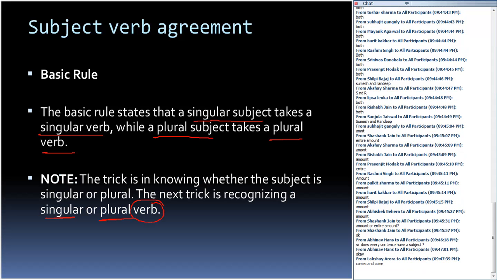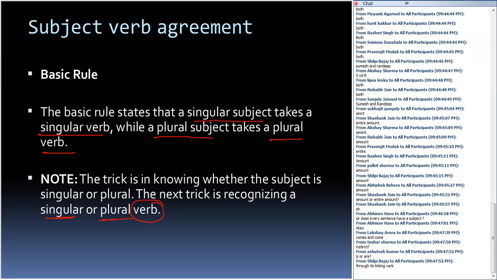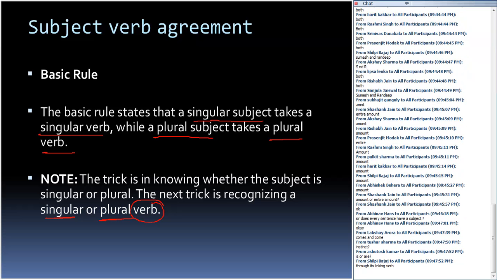Comes and come. Okay. But ये तो example है ना. This is an example. But how do you know कौन सा verb singular है कौन सा verb plural है? Instinct. Tushar is saying instinct. Acha. Is or are. Ashutosh, that is also an example. Okay, I'll tell you. Very, very simple.